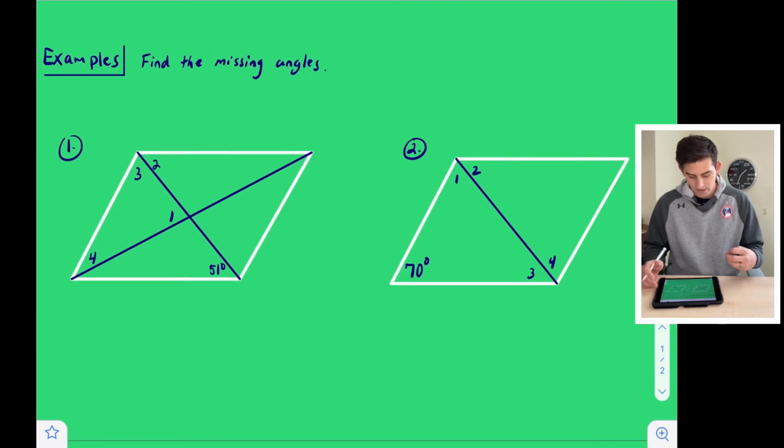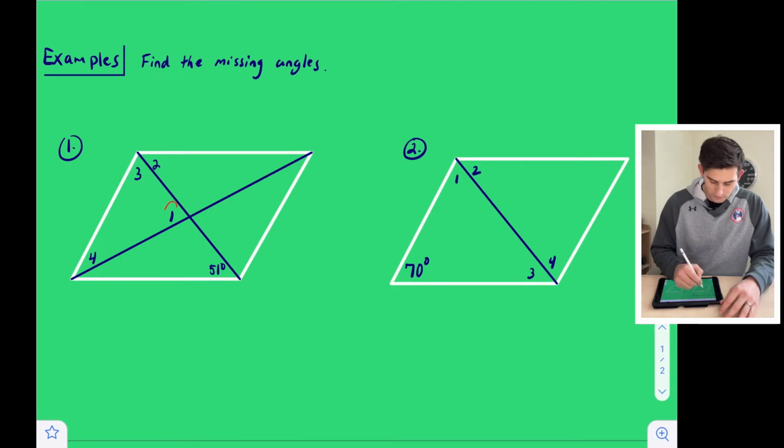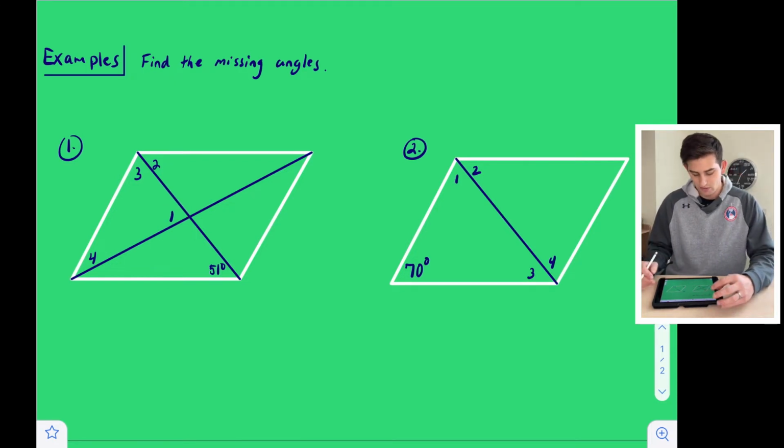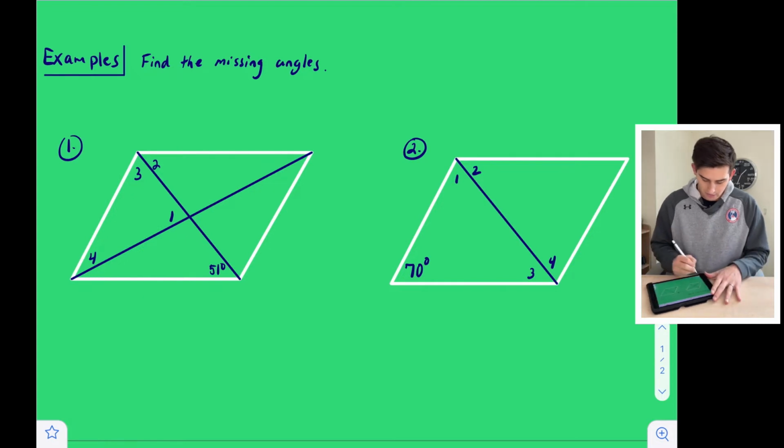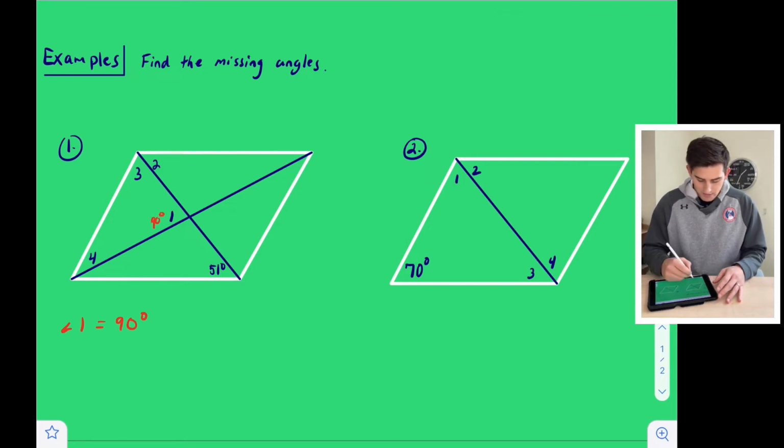Number one, we want to find angle 1, 2, 3, and 4. We're going to start here with angle 1. We just looked at that the two diagonals intersect at a 90-degree angle. So we know that angle 1 is equal to 90 degrees. So I'm going to add in 90 degrees right there. And we see down here that this angle is 51 degrees.